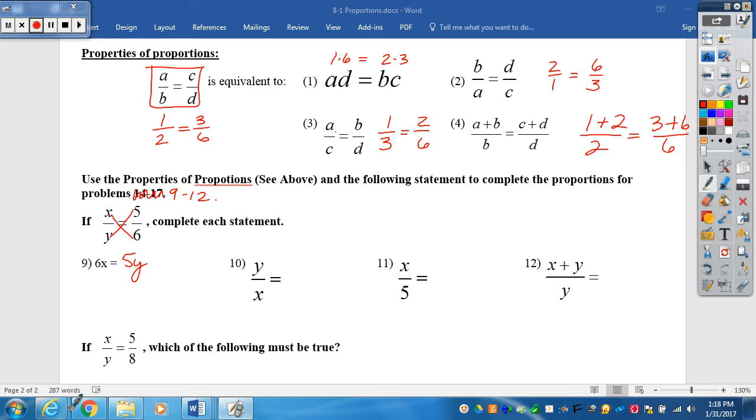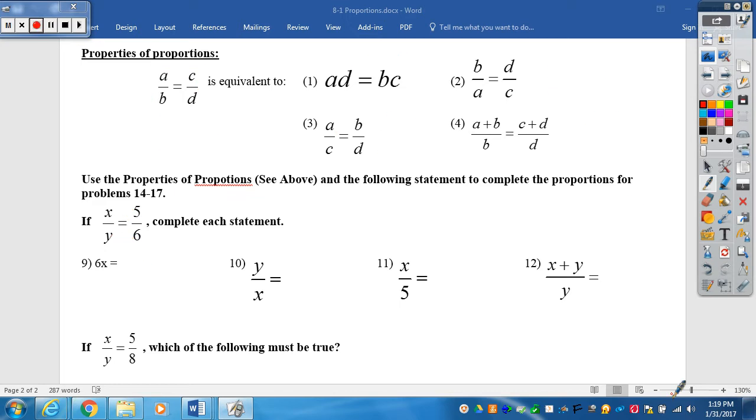If we look at the next one, let's just go ahead and clear this off. Okay, the next one says y over x. Well, here is x over y, but if we were to do y over x, guess what the ratio would be for the other side? It would be 6 over 5. Again, y over x, 6 over 5.